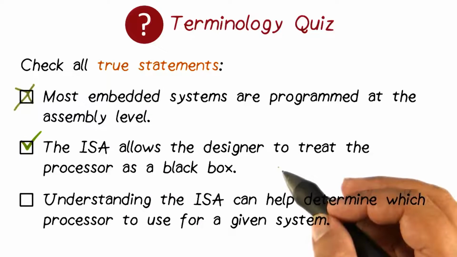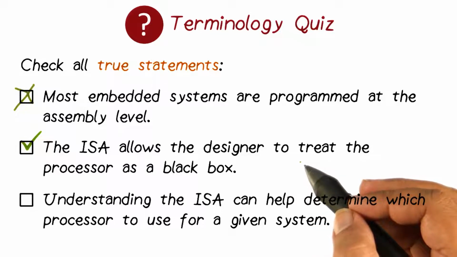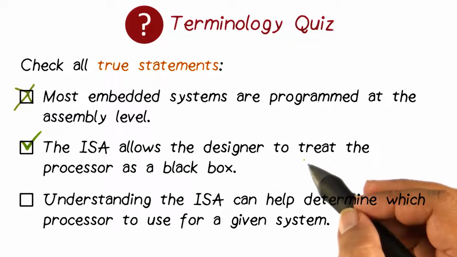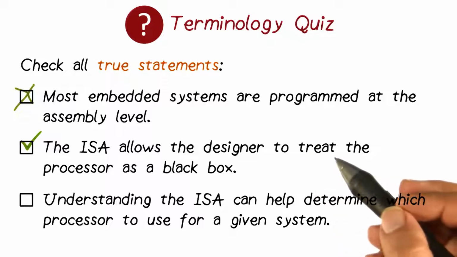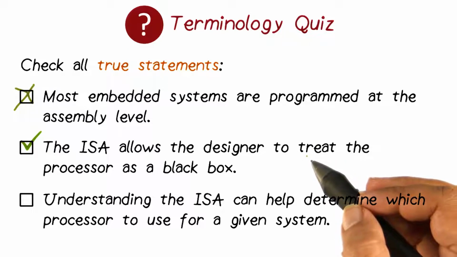So let us continue and look at the second statement. The ISA allows the designer to treat the processor as a black box. This statement is the reason for something called as the instruction set architecture to exist, and it is true. So the ISA allows the designer to hide the details of the processor and to be treated as a black box, and therefore the software doesn't need to worry about the details or doesn't need to even know them, what the processor is like below the hood.